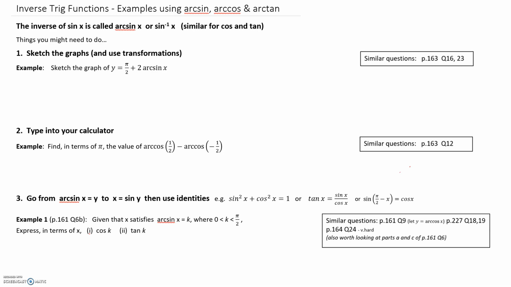We've had a look at the graphs of the inverse trig functions arcsine, arccos, and arctan. These are the kind of questions you might need to answer involving inverse trig functions. Basically, you could break them down into three categories. One where you sketch the graphs using transformations. Two, ones where you just type them into a calculator, very straightforward.